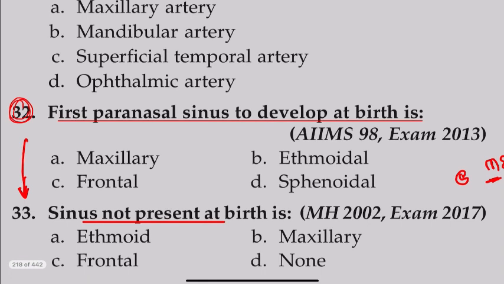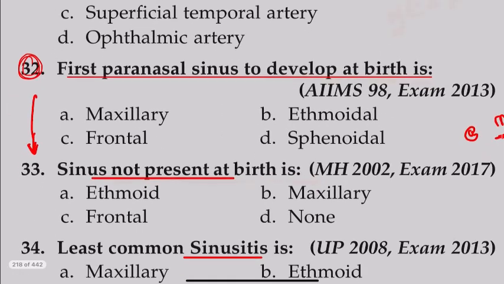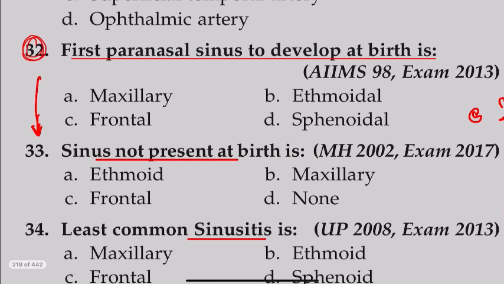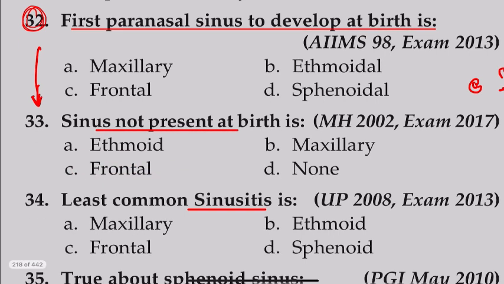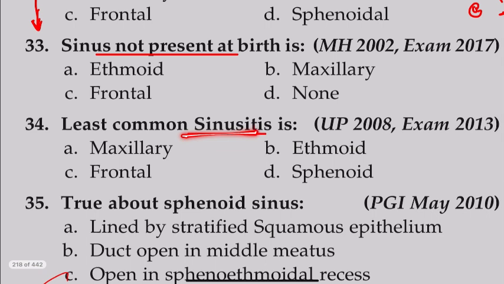The first paranasal sinus to develop at birth is, we need to remember, MESF, right? What is the first paranasal sinus? That is our maxillary sinus, right? Okay, the sinus not present at birth is the frontal sinus, that is the most late sinus, which attains its maturity at puberty. The least common sinusitis is, what is the least common sinusitis? That is sphenoid sinusitis.